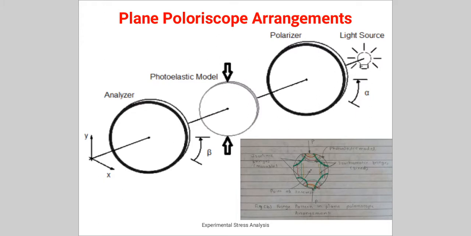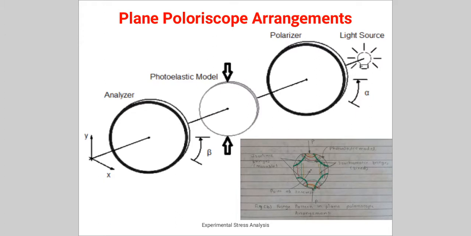Now, if you go through the figure of the plane polariscope arrangement, whatever fringe pattern is developed is in front of you. In the plane polariscope arrangement, two types of fringes are developed. One is called isoclinic fringes and the other is called isochromatic fringes. But initially we don't know which is the isoclinic fringe or which is the isochromatic fringe. That means whatever fringes are developed at the top, the bottom, the right side and the left side, whether they are isoclinics, or whatever fringes are present at the corner side.